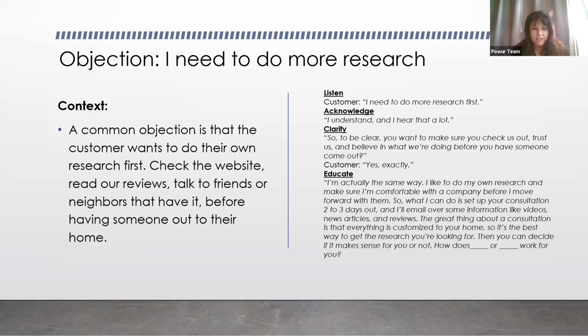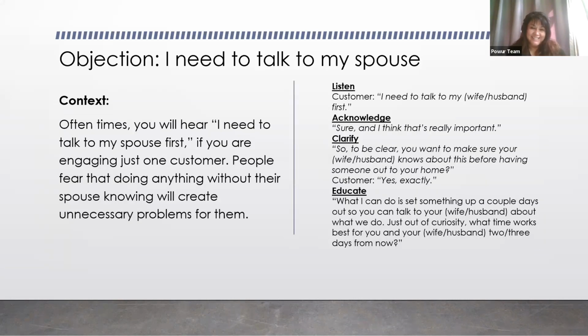Well, rolling on. So next objection, I need to talk to my spouse. I know this is a common one, probably even in your own household. Oftentimes you will hear, I need to talk to my spouse first. If you are engaging just one customer, say Mr. Jones, he's going to say, or vice versa, I need to talk to my spouse. People fear that doing anything without their spouse, significant other, or partner, the decision makers, knowing it'll create unnecessary problems.